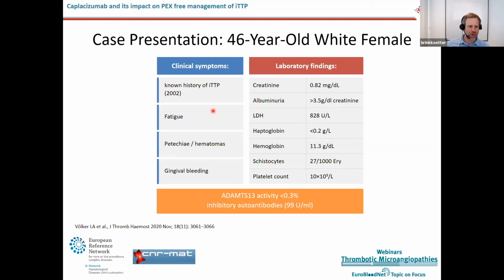She now presented with fatigue, hematomas, petechia, and gingival bleeding to our emergency department. And she had the typical TMA picture, including renal failure. Creatinine was 0.8, but her baseline was 0.5, and she had significant levels of albuminuria and Coombs negative microangiopathic hemolysis and thrombocytopenia. The platelet count was 10,000. The diagnosis, iTTP, was later confirmed when the laboratory reported an ADAMTS13 activity below the limit of detection and high inhibitory antibodies.